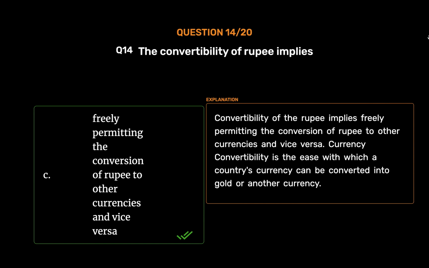Currency convertibility is the ease with which a country's currency can be converted into gold or another currency.